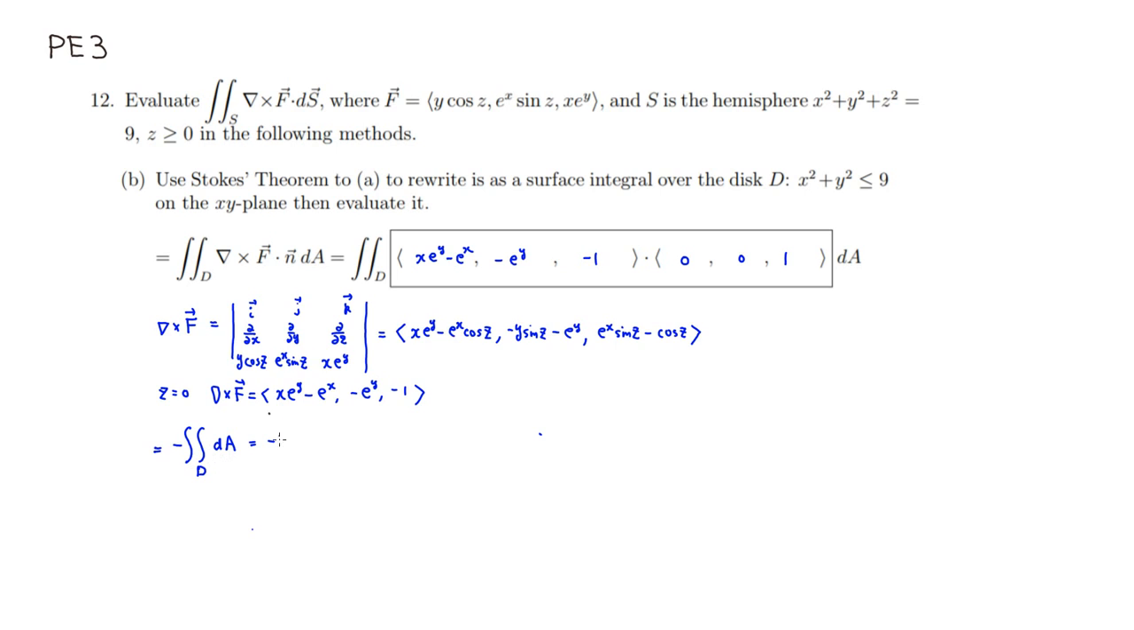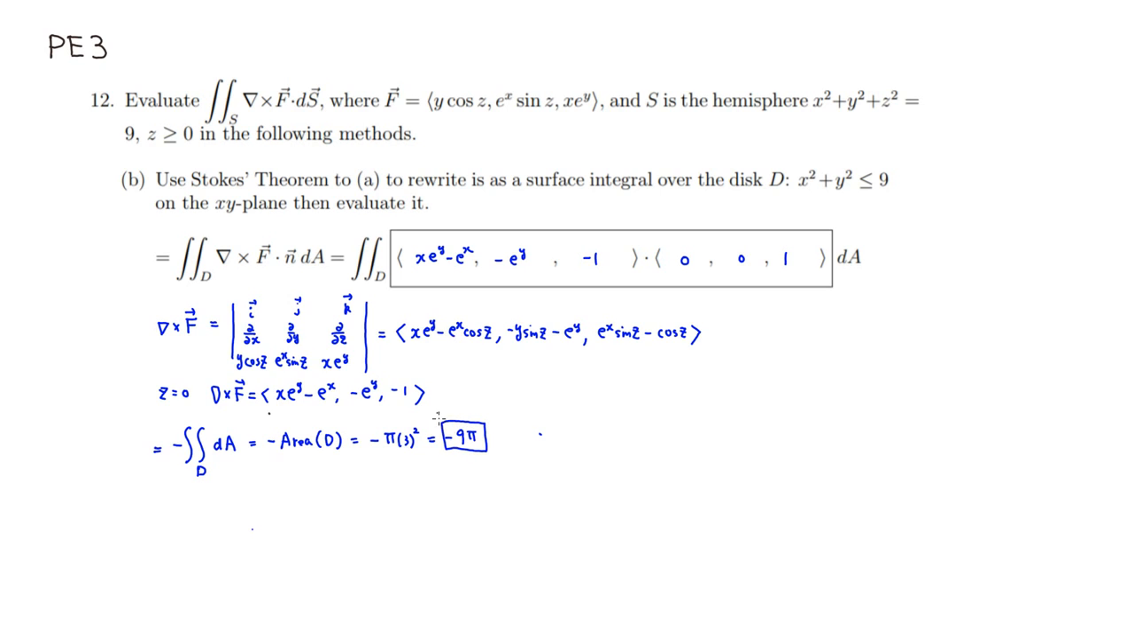So this is going to be negative, and the double integral over the disk D of dA is just the area of the disk D. The area of D is very easy because this is a disk with radius 3, so the area is pi times 3 squared. So you're going to get negative 9 pi.